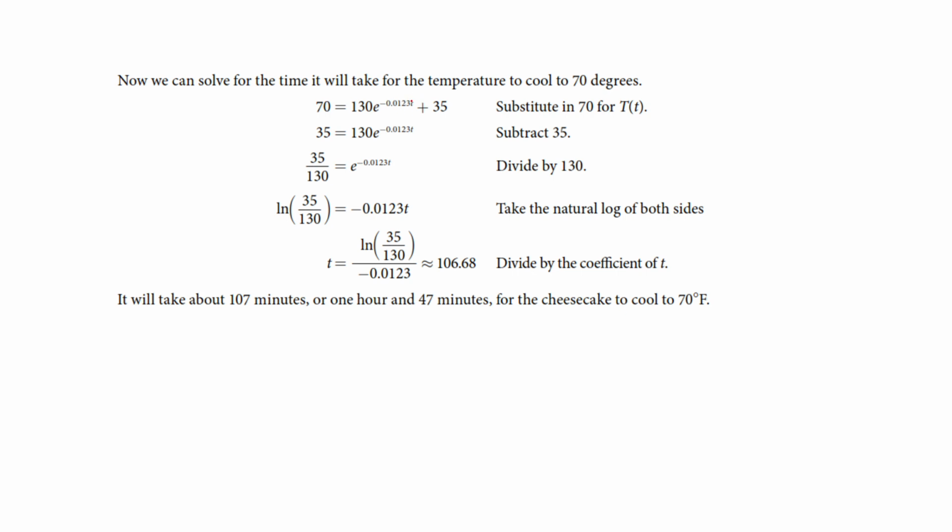I'm looking for the time to make that happen. We would solve this as we've been doing. We're going to get this portion, the e alone, by subtracting 35 and dividing by 130. Now, we got down to an e, so we can take the log of both sides, divide across, and we're going to get 106.68. Now remember, this was in minutes. So it's going to take about 107 minutes because all of our numbers were in minutes. So our cooling rate was in minutes.